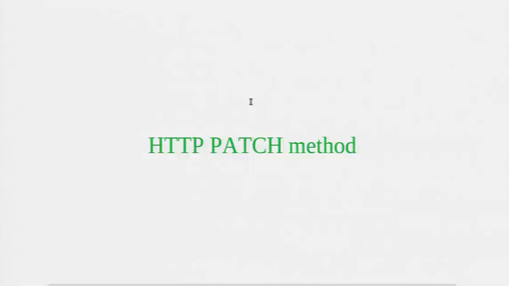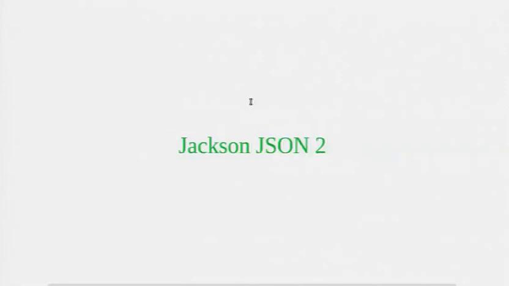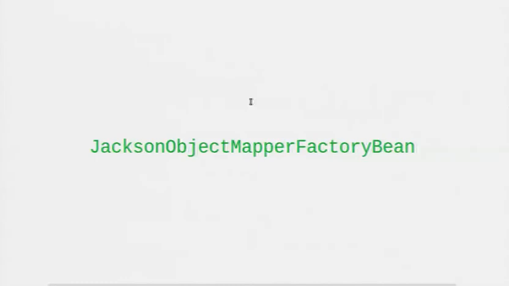We support the HTTP PATCH method, which there's actually not much to the support other than you can use it wherever you need to specify an HTTP method. So there's nothing extra that we do beyond that. But if you want to work with the HTTP PATCH method, you can. Jackson JSON 2 support, you can upgrade. And for XML-based configuration, we have a convenient factory bean for configuring a Jackson object mapper with tons of options on it.